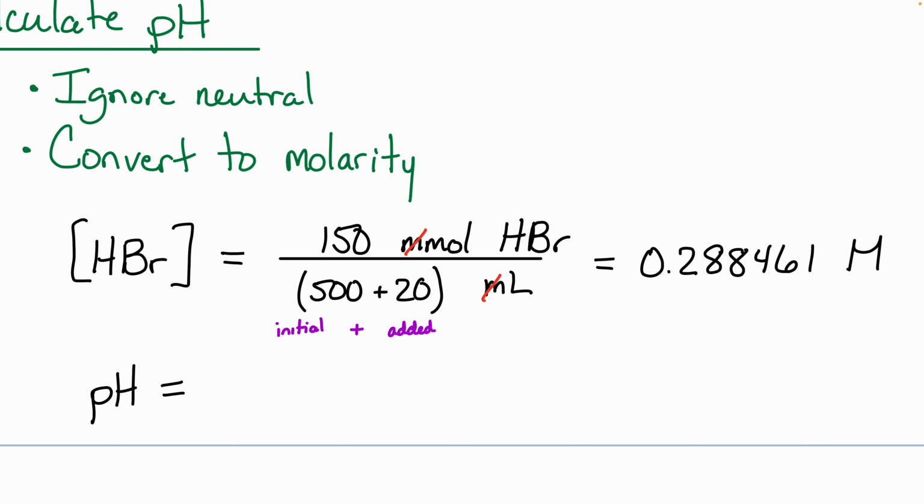So if I know my concentration of HBr, how am I going to get the pH? Negative log, because it's a strong acid, right? So I can just do the negative log of that concentration. Or a pH. We're now just going to tell you 2 decimal places, 0.54.